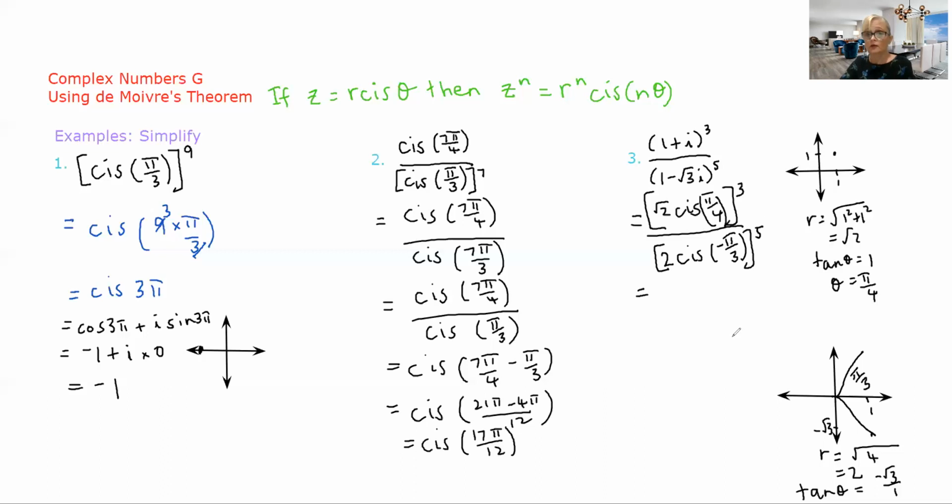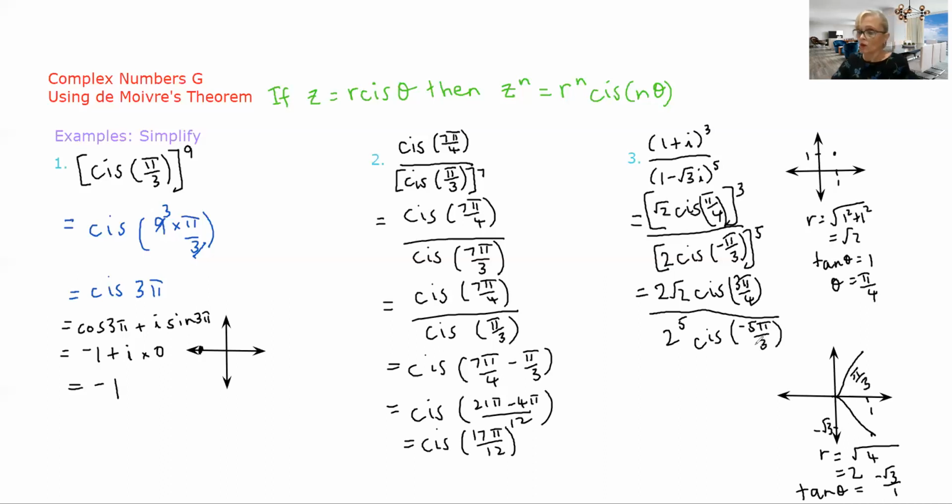Now de Moivre's theorem comes in. So root 2 cubed is 2 root 2. We bring this in as a multiplier, so 3 pi on 4. And in our denominator, we're going to get 2 to the 5, cis of, and we're going to multiply again, so negative 5 pi on 3.